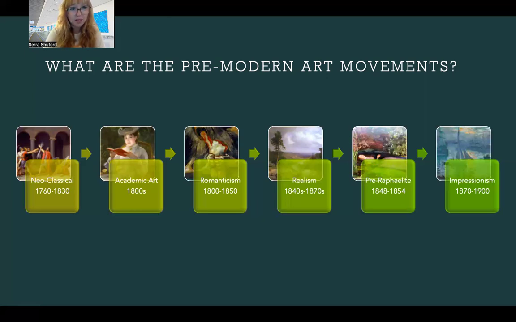So hopefully that makes sense to you. But as we go along, that's what I want you to think about: what do these look like? How do I identify these artworks?